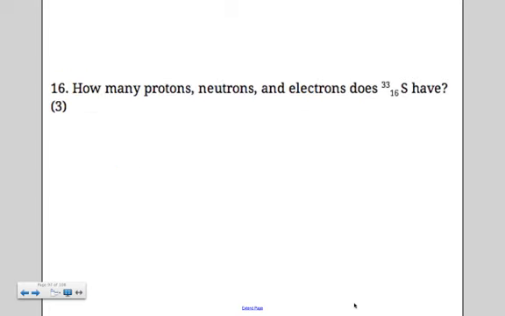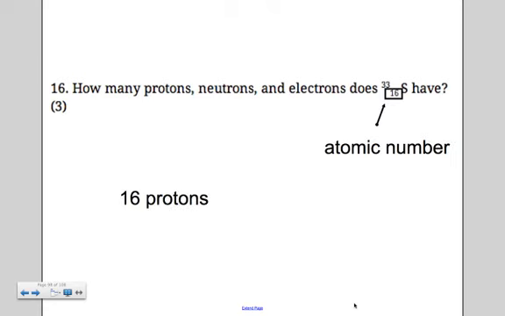Last couple here, oldies but goodies. And the last oldies but goodies of the year, not counting the final, which is all oldies but goodies. So how many protons, neutrons, and electrons does the isotope sulfur-33 have? Well, you need to remember that the 16 is the atomic number, which is the same as the number of protons, so 16 protons.